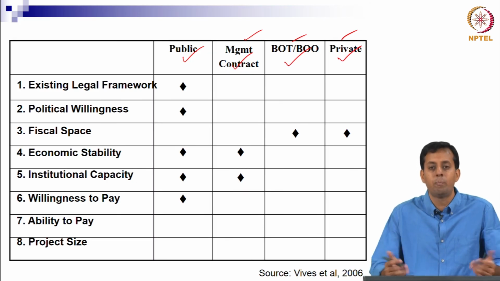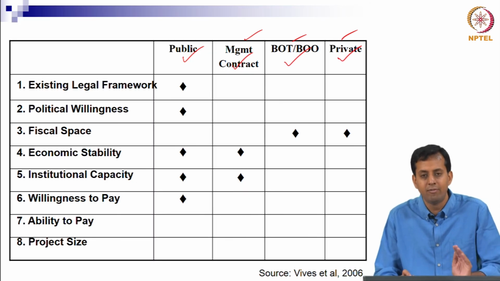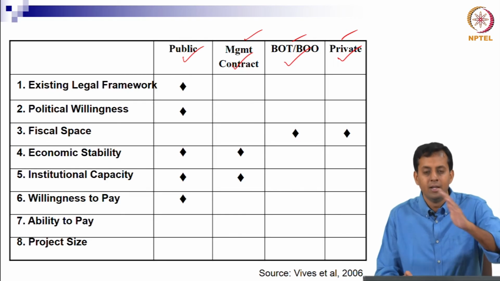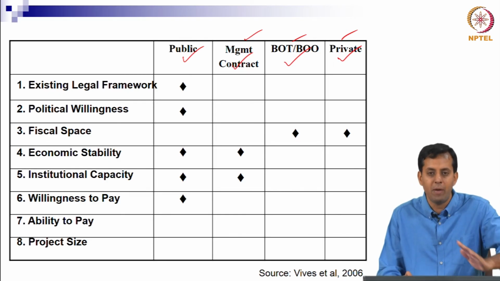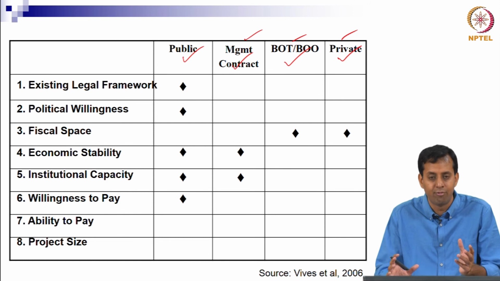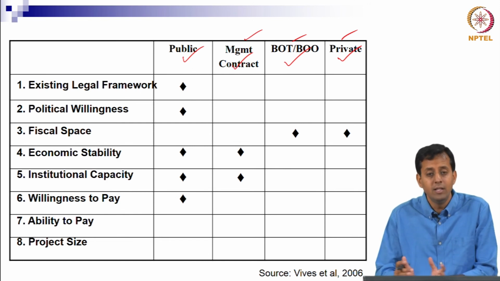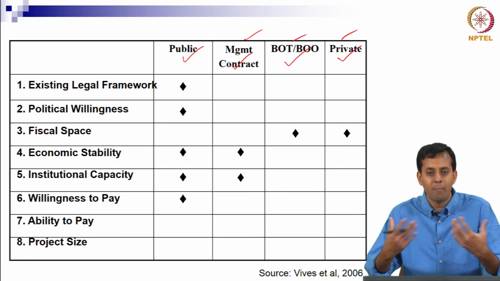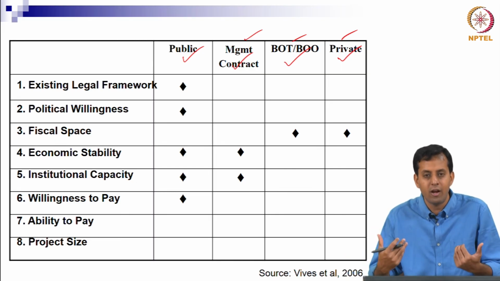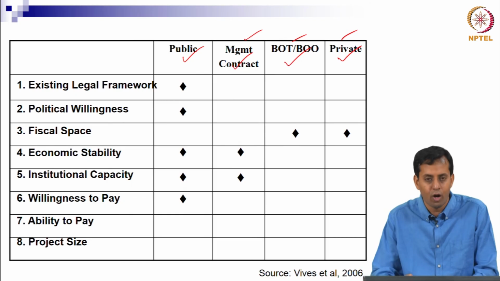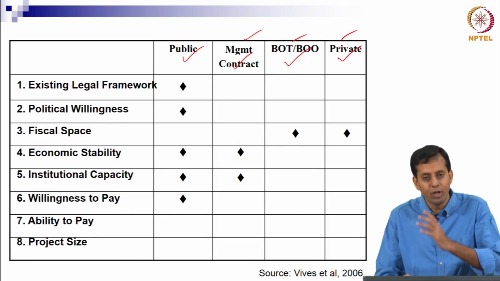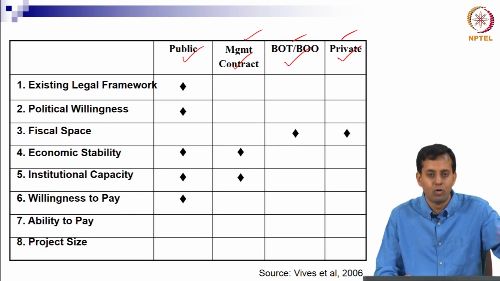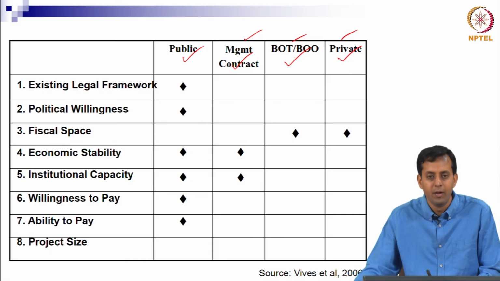If people are not willing to pay for a toll road, right, if they believe that we have paid taxes to the government, it should build my roads and I should not be paying tolls to go on that road, if that is the belief, then there is no point building a build, operate, transfer kind of road where a private operator builds the road, expects to generate revenue through toll, but people are not willing to pay toll, right? And therefore it's better when there is no willingness to pay to do projects in the public domain, okay?